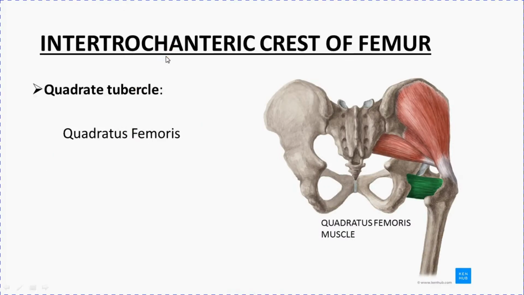The intertrochanteric crest. Now on the posterior surface, the neck is separated from the shaft by a crest which is called as intertrochanteric crest. This crest has a small elevation called as quadrate tubercle. The quadrate tubercle gives attachment to the muscle called as quadratus femoris muscle. Now you can clearly see in the figure the quadratus femoris muscle is attached on the quadrate tubercle of the femur. Now we move to the attachments on the shaft of the femur.